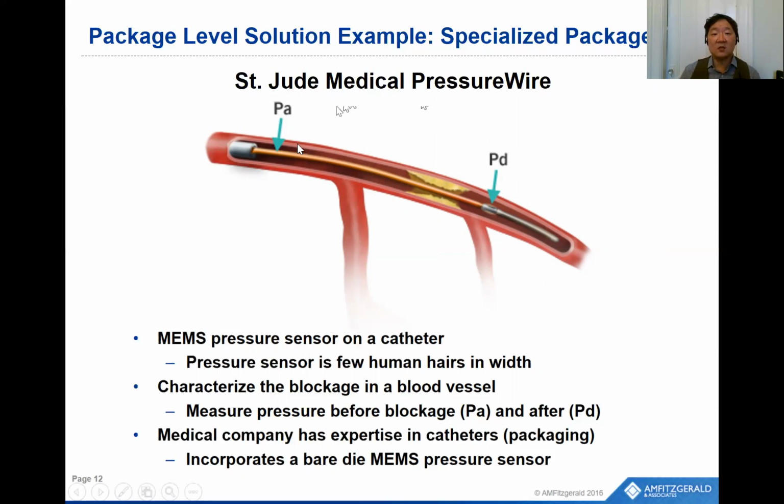And this is a case where St. Jude does not want a system level solution. What they want is a package level solution, because St. Jude has a lot of expertise with catheters, and they can increase the value of both their catheter as well as the MEMS side by combining them together in essentially a specialty packaging.